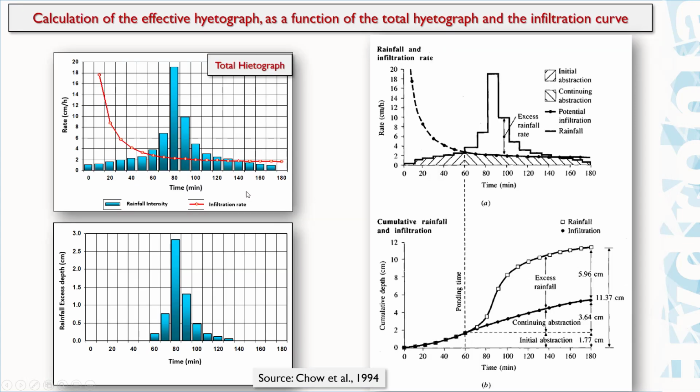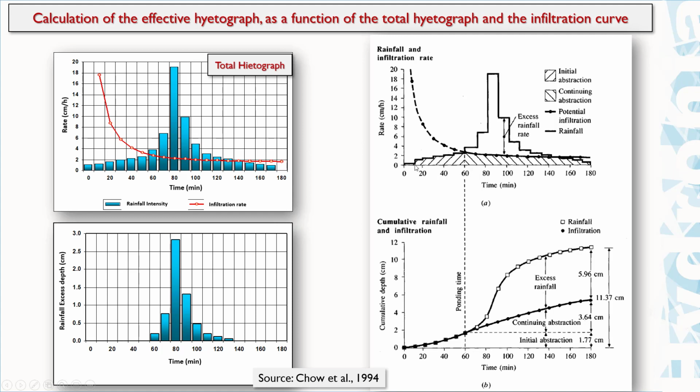Okay, well, what we want to obtain as a final result is this one. This one is the effective hyetograph. The effective hyetograph, in this case, is expressed as rainfall excess depth in centimeters, and we obtain this effective hyetograph superimposed on the total rainfall hyetograph, but this is expressed as intensity in centimeters per hour, with the rainfall and the infiltration rate.